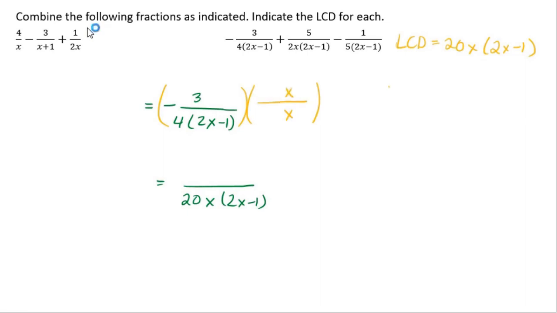And furthermore, we need to convert the 4 into a 20. And we do that by multiplying by 5. So in the numerator, we have negative 3 times 5x, or negative 15x.